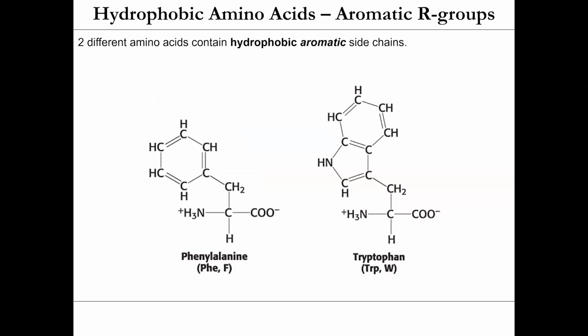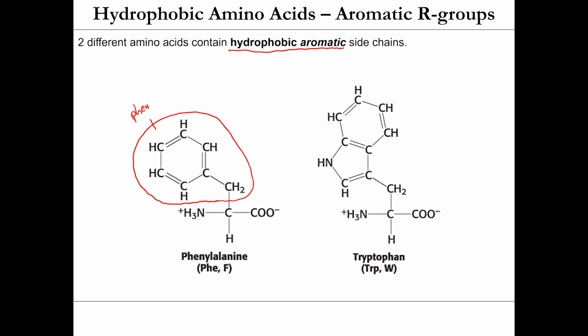Okay, so remember that I actually said that there were 9 different hydrophobic amino acids. So we already met 7 of them that have hydrophobic aliphatic side chains. There's also 2 amino acids that have hydrophobic aromatic side chains, and they're phenylalanine and tryptophan. So phenylalanine is the simplest of the aromatic amino acids. So it's basically just alanine, but then one of the hydrogen atoms is replaced with this phenyl ring. So that should help you remember it.